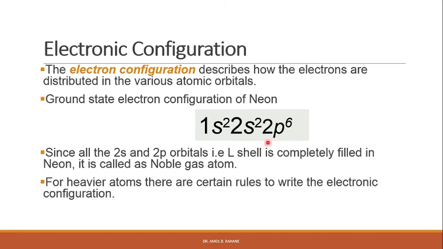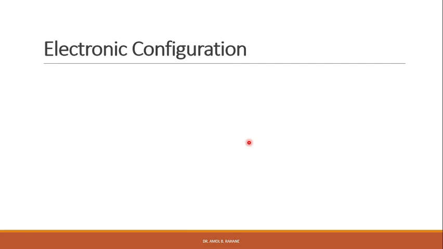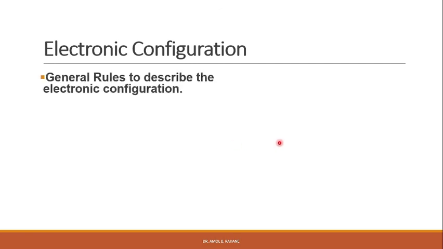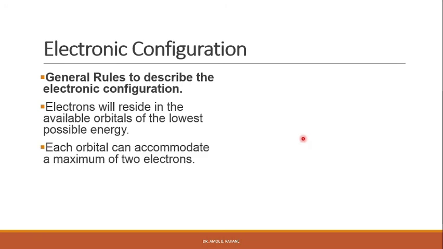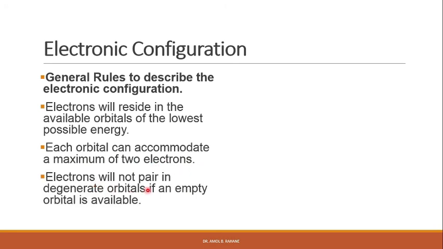For heavier atoms, we can write the electronic configuration based on certain rules, right? So what are these rules? The general rules to describe the electronic configuration: first, the electrons will reside in the available orbitals of the lowest possible energy. Each orbital can accommodate a maximum of 2 electrons, and electrons will not pair in degenerate orbitals if an empty orbital is available, right? Based on these 3 rules, we can write the electronic configuration of heavier atoms.